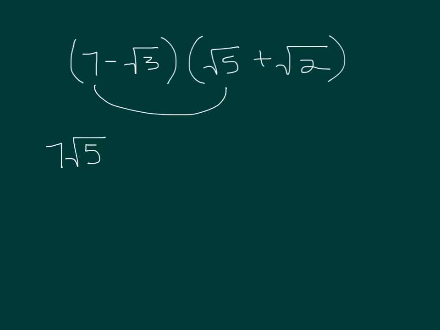Now I got to go back and take that 7 times that positive root 2. Well, 7 times a positive root 2 is a positive 7 root 2. Be careful, the 7's on the outside, the 2 is on the inside. They need to stay that way. Now I'm not quite done.